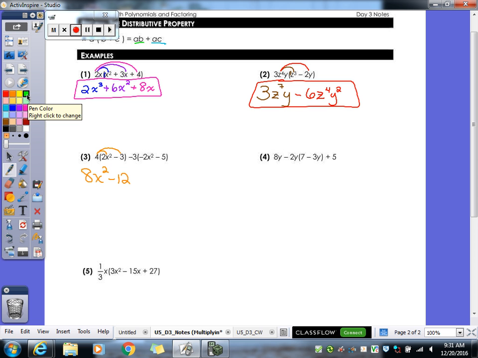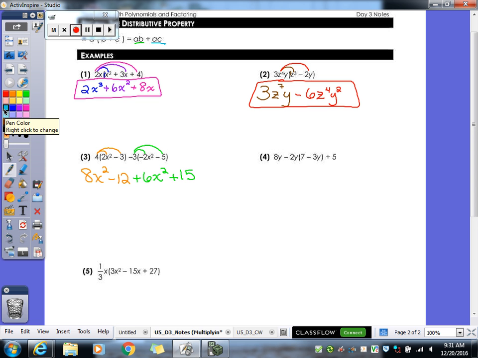And now we have to distribute your -3. So -3 times -2x squared would become a positive 6x squared. And then -3 times -5 gives us a 15.